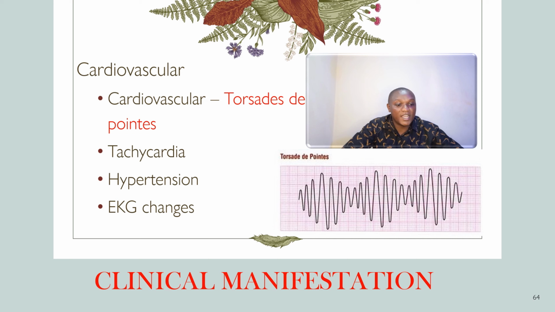You can see from the chart there in an ECG what torsades de pointes is. That kind of abnormal wave. It's like a tornado in the heart. We also have tachycardia, hypertension, and other ECG changes. From the chart, you can see the torsades de pointes wave. That is very important for the NCLEX exam.